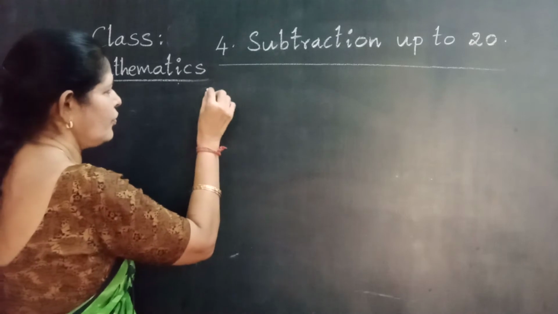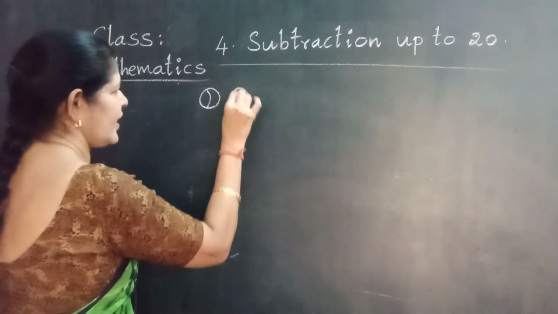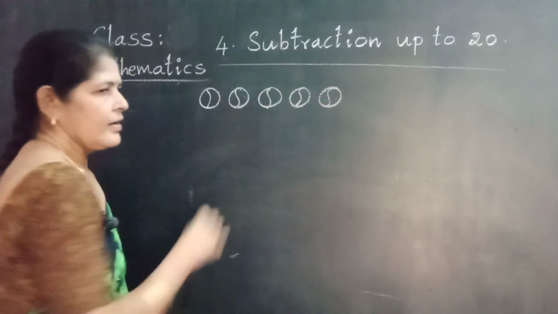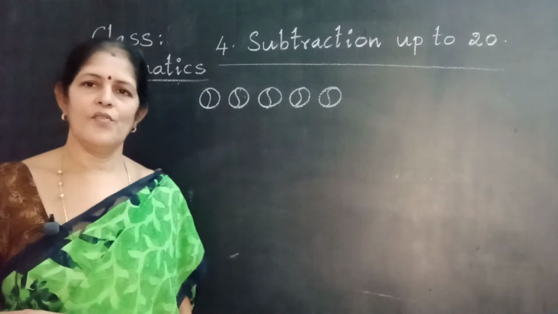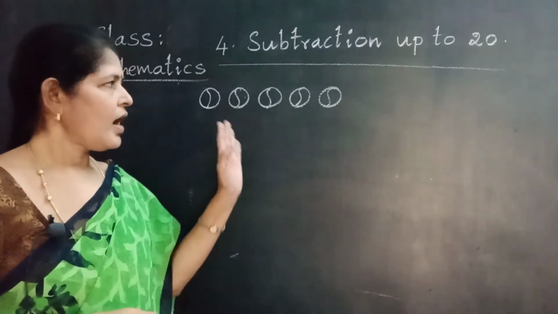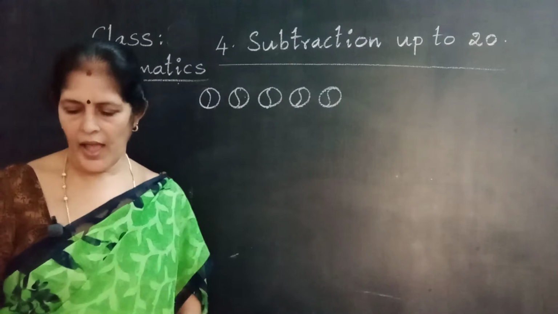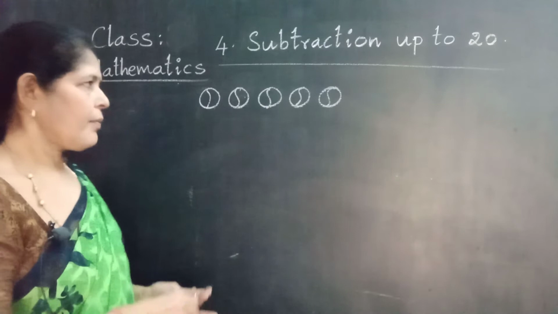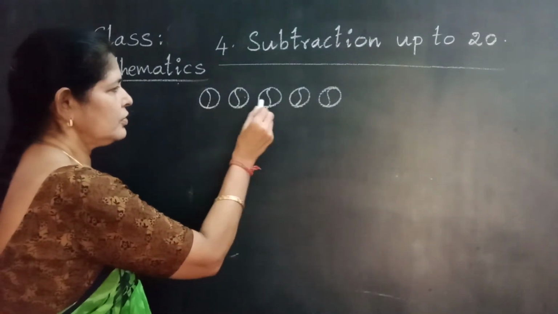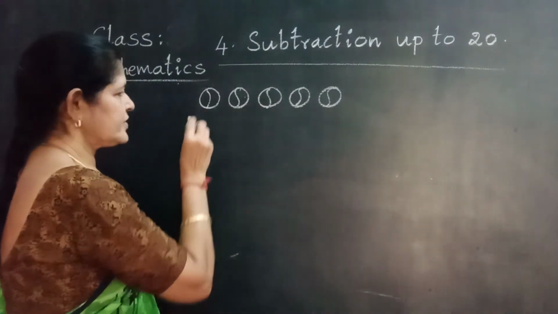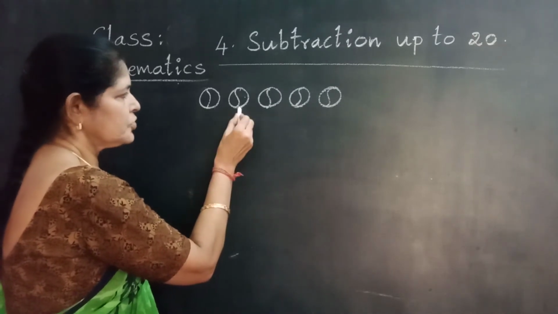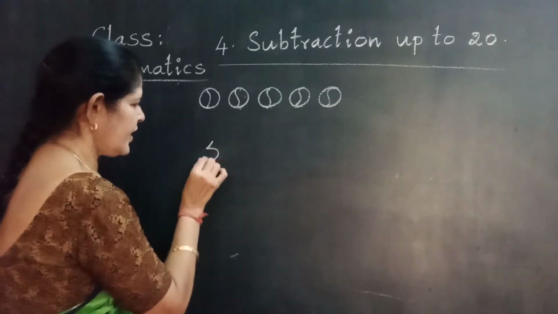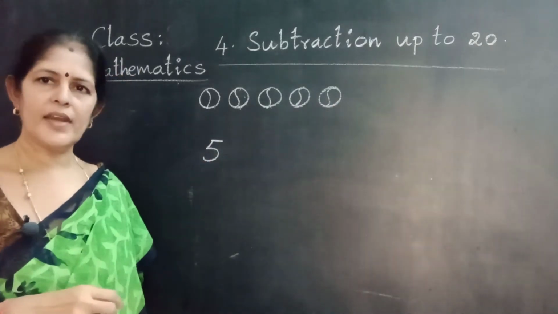I have... What are these, Nana? Balls. I have 5 balls. How many balls? I had 5. Come on, count. 1, 2, 3, 4, 5. Once again. 1, 2, 3, 4, 5. How many balls are there? 5.